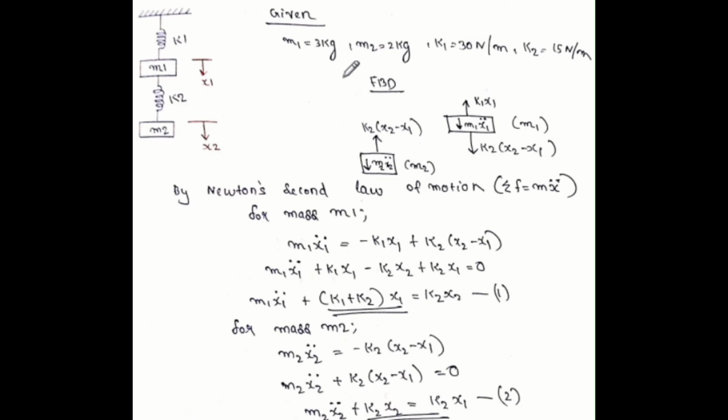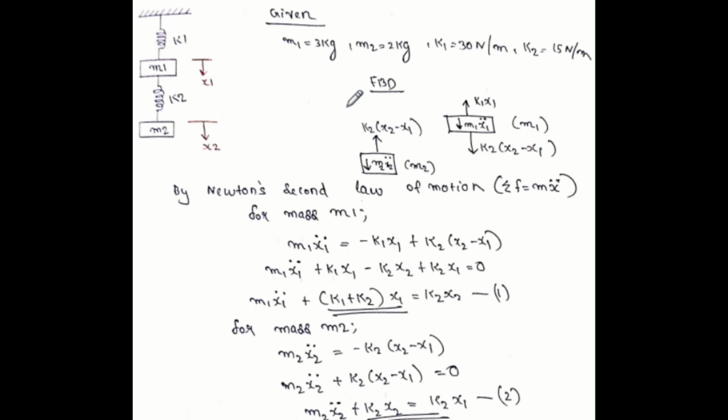Okay. So with respect to m1, it will be in the same direction of motion. When considering m2, it will be k2 into x2 minus x1, in the opposite direction of motion. So we have a free body diagram of both the bodies.